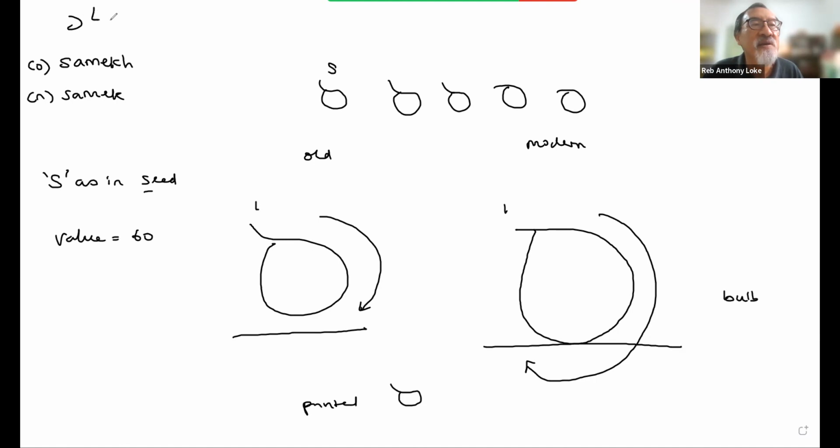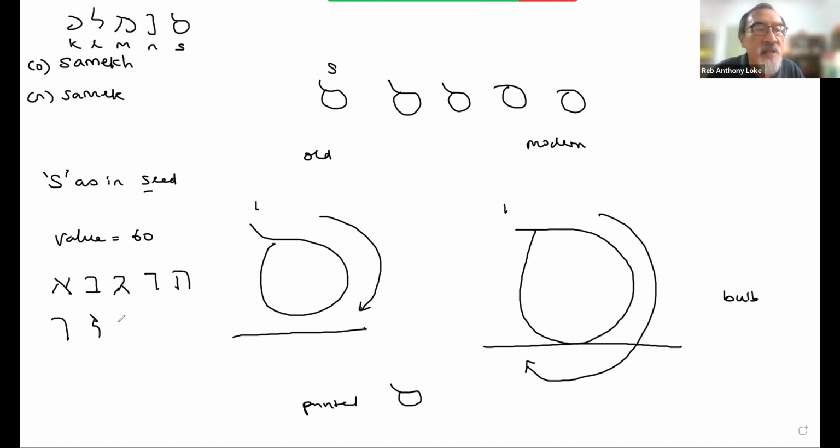So Kaf, Lamed, Mem, Nun, Samekh. K, L, M, N, S. Very easy. Same sound as in English. Kaf, Lamed, Mem, Nun, Samekh. So you have the sets already. Aleph, Beth, Gimel, Daleth, Hey. So you can write it in a way that you think you are familiar with. Wow, Zayin, Het, Tet, Yod. Now you add the next one. Kaf, Lamed, Mem, Nun, Samekh. So now you have the first group of 5.